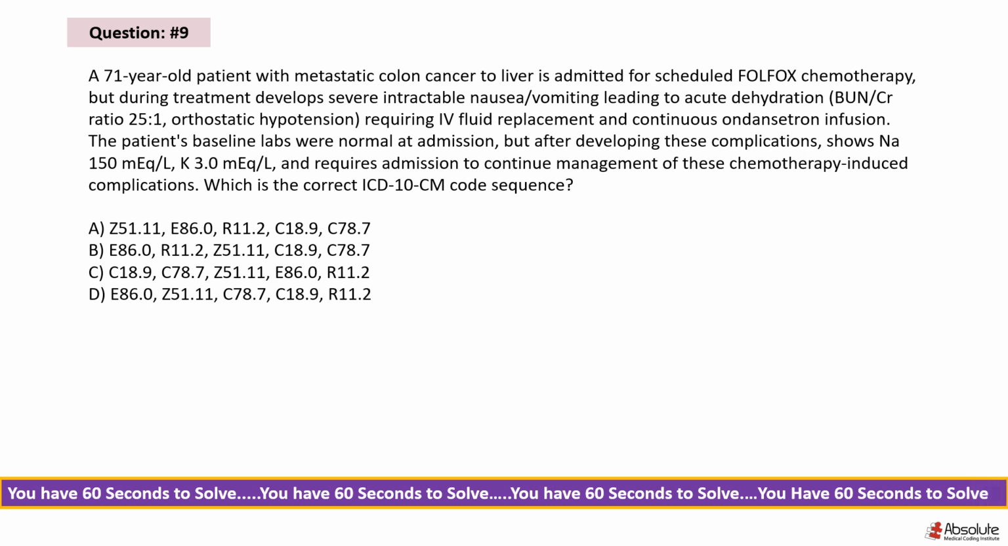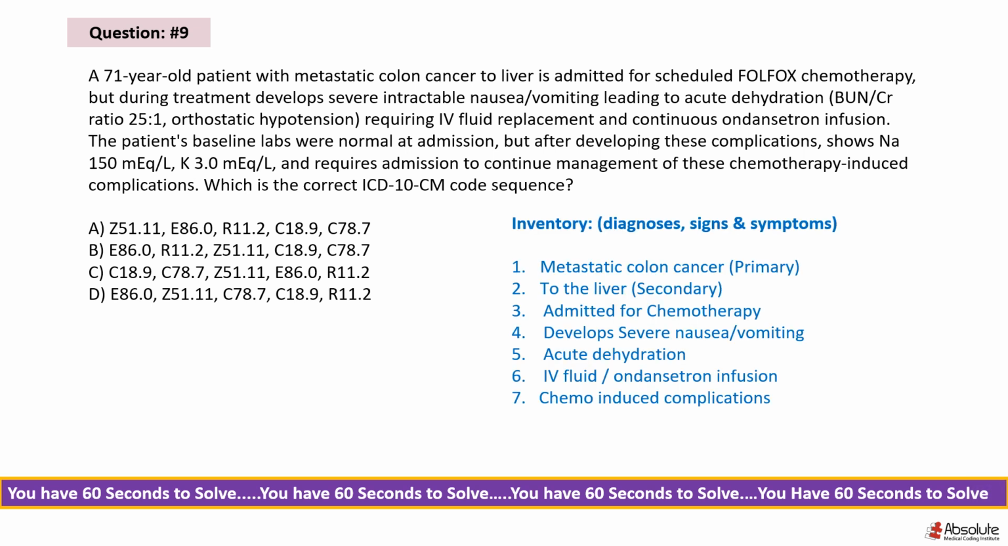All right. So let's take a look at our inventory list. We have metastatic colon cancer, which is primary, and to the liver, which is our secondary. And then we have admitted for chemotherapy, developed severe nausea, vomiting, acute dehydration, IV fluid and ondansetron infusion, and then chemo-induced complications. So I'm going to just eliminate a couple things from this list just to make it a little bit more streamlined. I'm definitely getting rid of this chemo-induced complications because it's a little bit redundant.